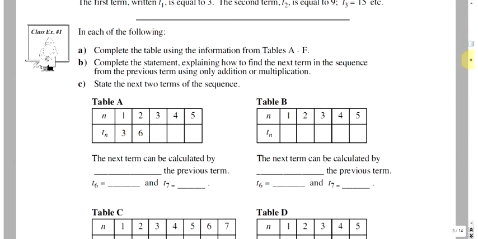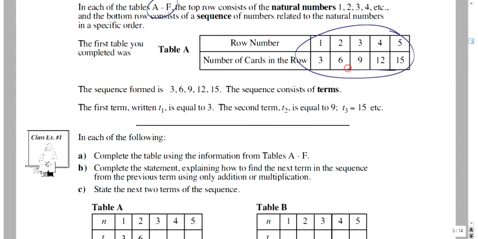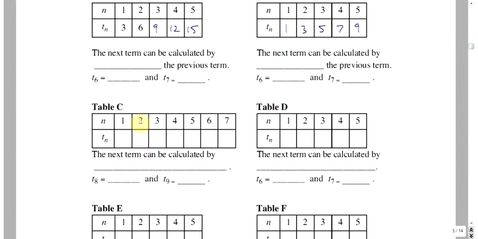So what was it? 3, 6, 9, 12, and 15, right? So let's just fill all these in first. Table B was 1, 3, 5, 7, 9. You getting this, Tanner? I don't see your hand moving. Table C, 1, 2, 4, 8, 16, 32, 64, right?